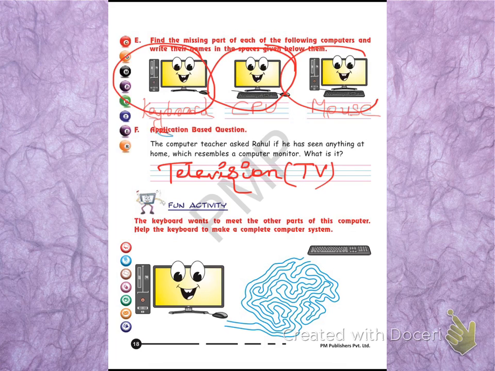Alright. The computer teacher application based question now, children, please have a look. The computer teacher asks Rahul if he has seen anything at home which resembles a computer monitor. So tell me, children, which device resembles a computer monitor? A television resembles a computer monitor. Television. Okay? Is it clear, children?